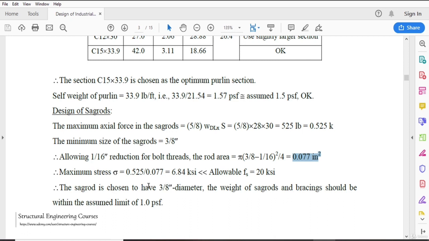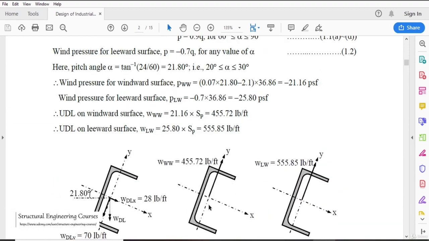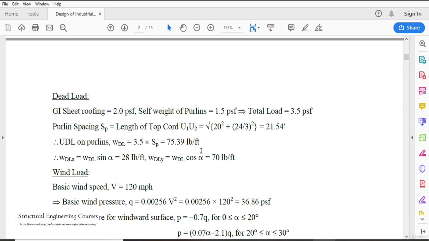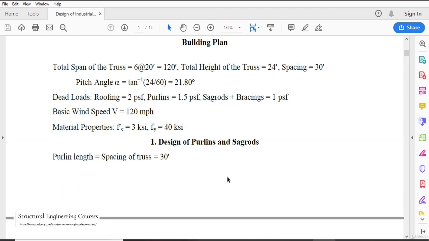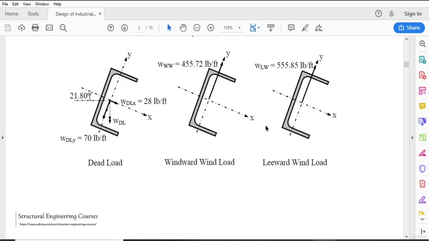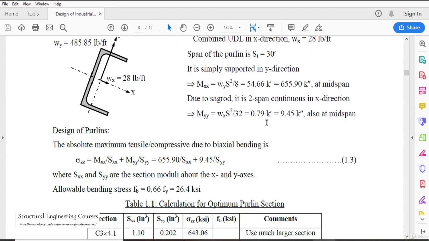Now the sag rod can be considered as 3/8 inches diameter, and weight of sag rod and bracing should be within the assumed limit of 1 PSF, that is pound per square foot. So here we can see that the assumption of 1 PSF can be taken. So this was the assumption that we had initially considered. Sag rods plus bracing should come out in the range of 1 PSF.